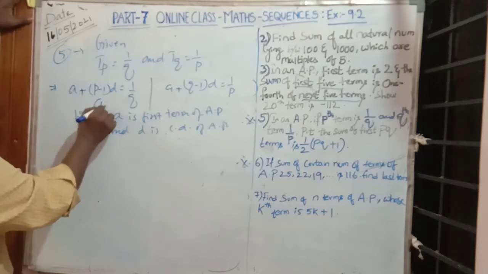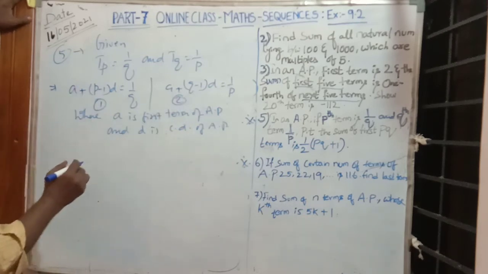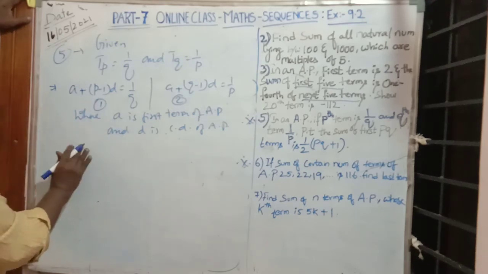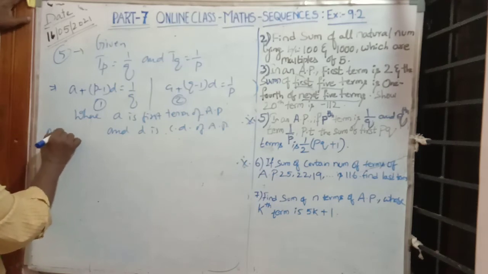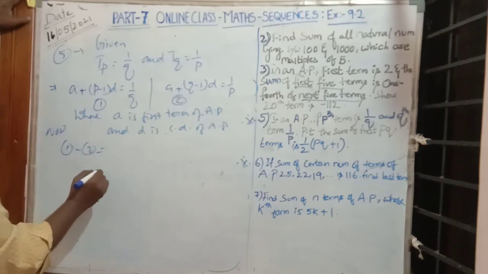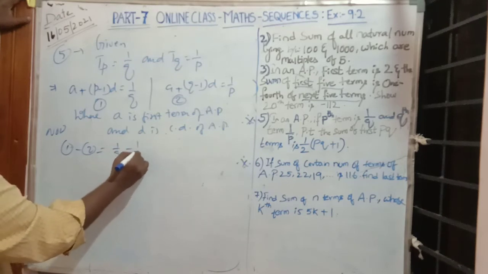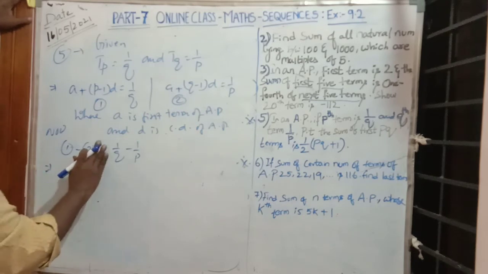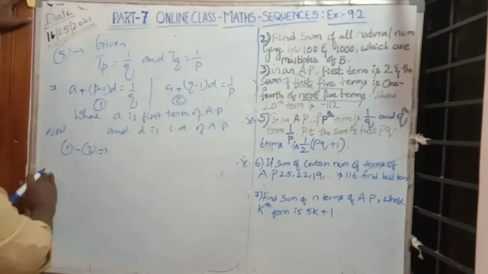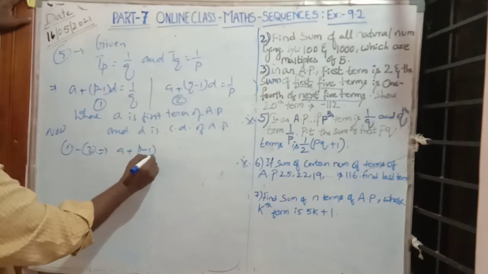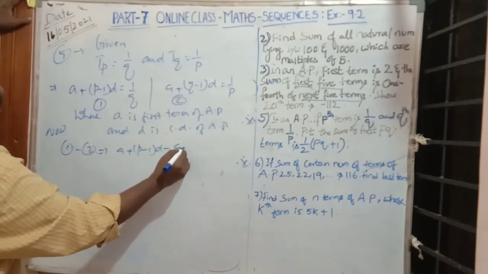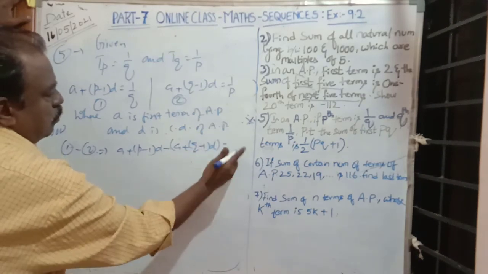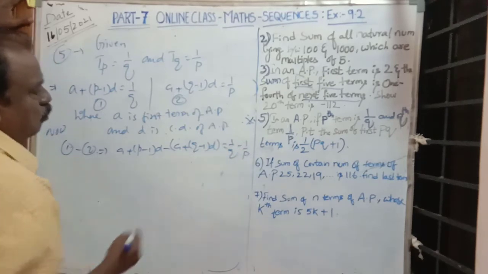See, it is equation 1 and it is equation 2. From 1 and 2, subtract it. Now we are taking 1 minus 2 is equal to 1 by q minus 1 by p. What is 1? 1 is A plus (p minus 1) into D minus (A plus (q minus 1) into D) is equal to 1 by q minus 1 by p.